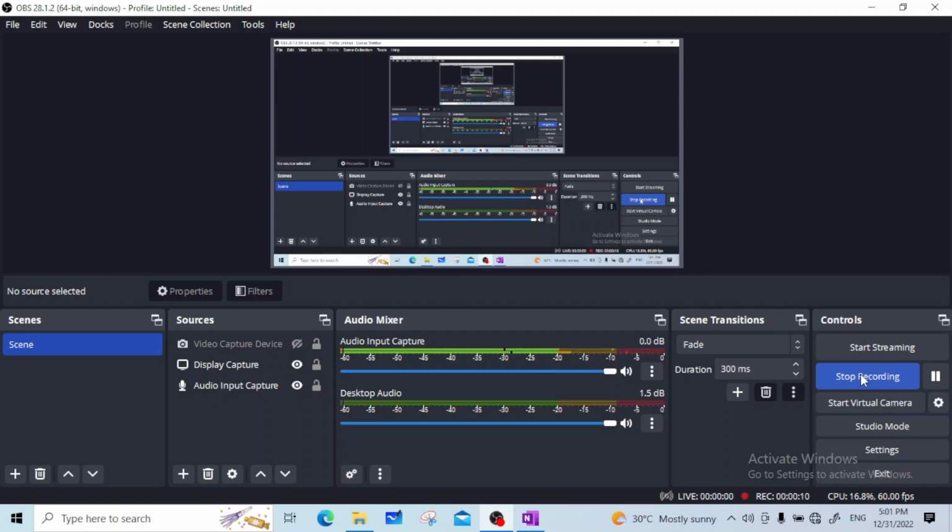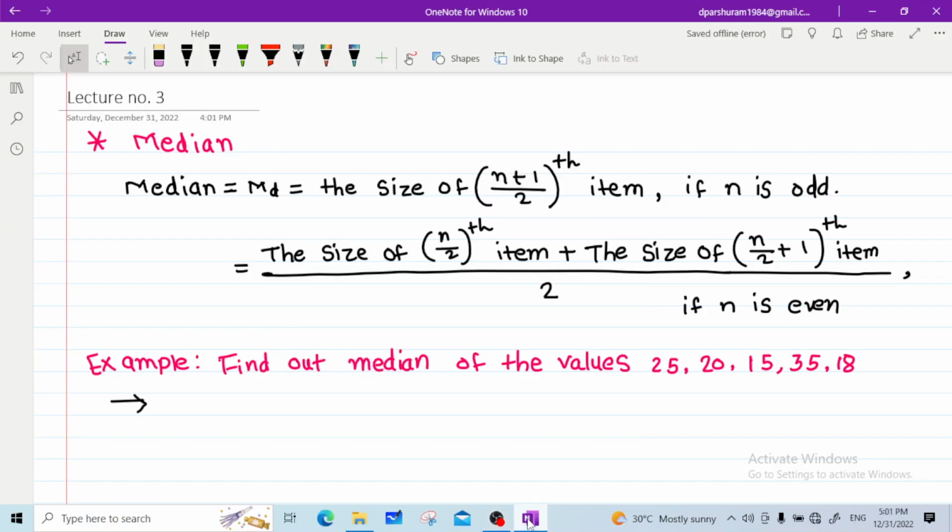What is the median? The median is the value of the central item when the data are arranged in ascending or descending order of their magnitudes. This median is denoted by MD.